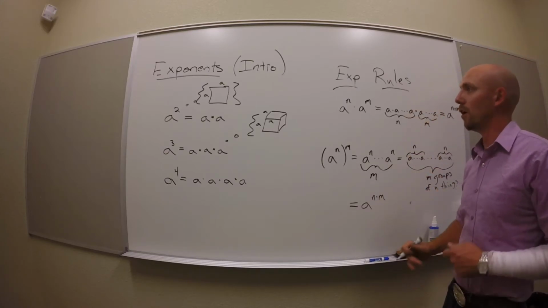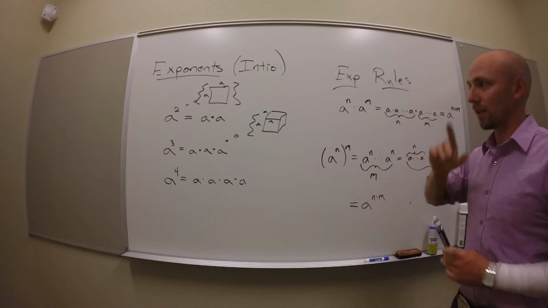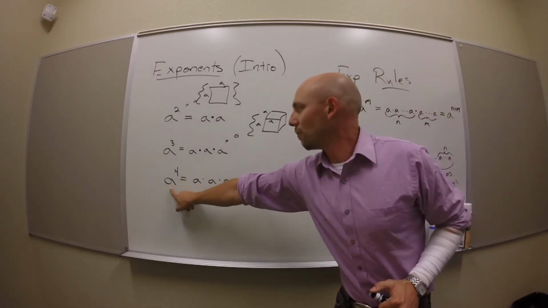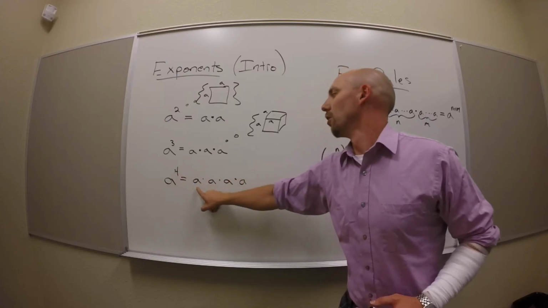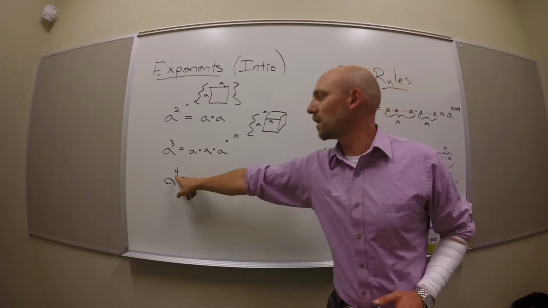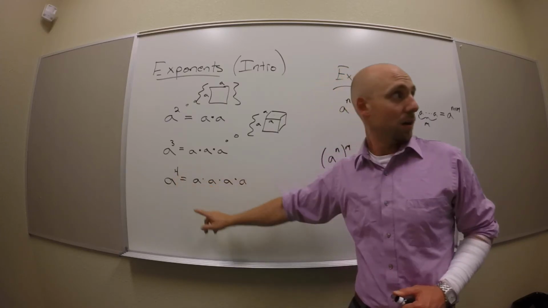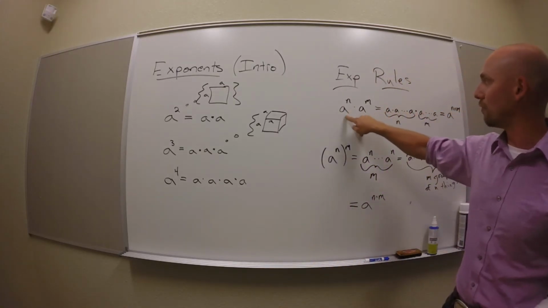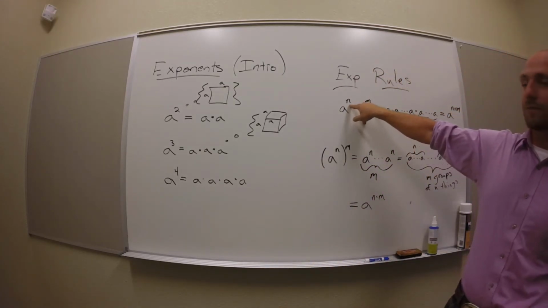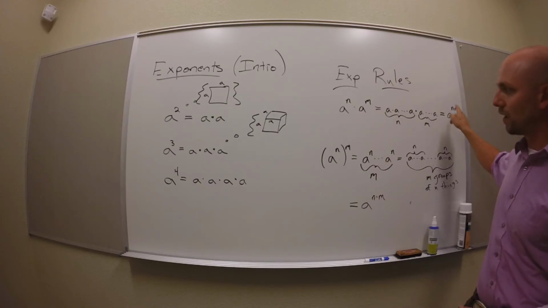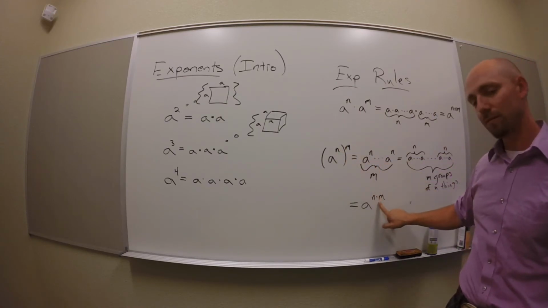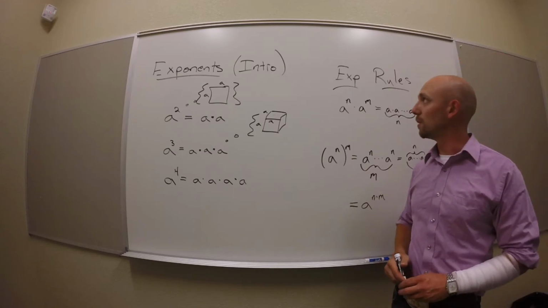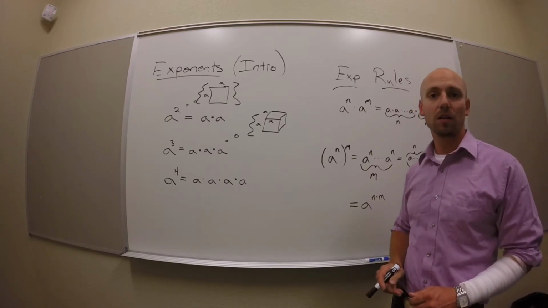Cool? So these are what I need you to know. If you have a number and a little power, a base to an exponent, you multiply the base by itself as many times as you have the exponent. And if you have 2 bases, each to different exponents, you add the exponents. If you have 1 base to 2 exponents, you multiply them. Cool? That should be exponents in a nutshell.